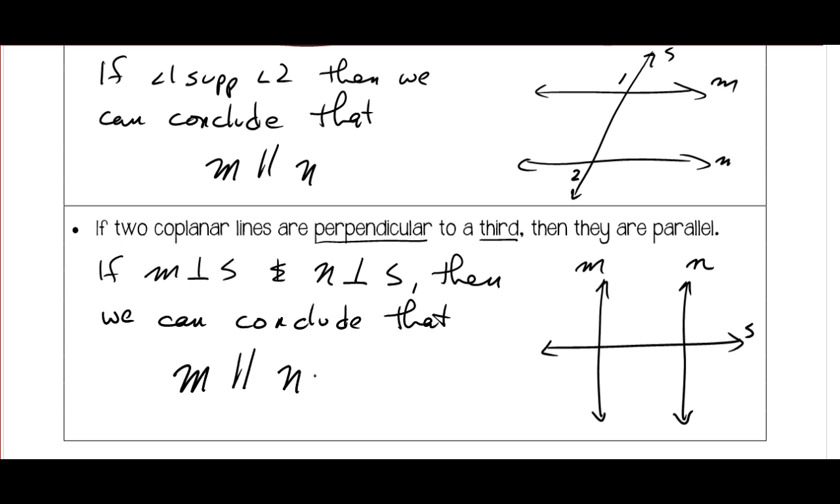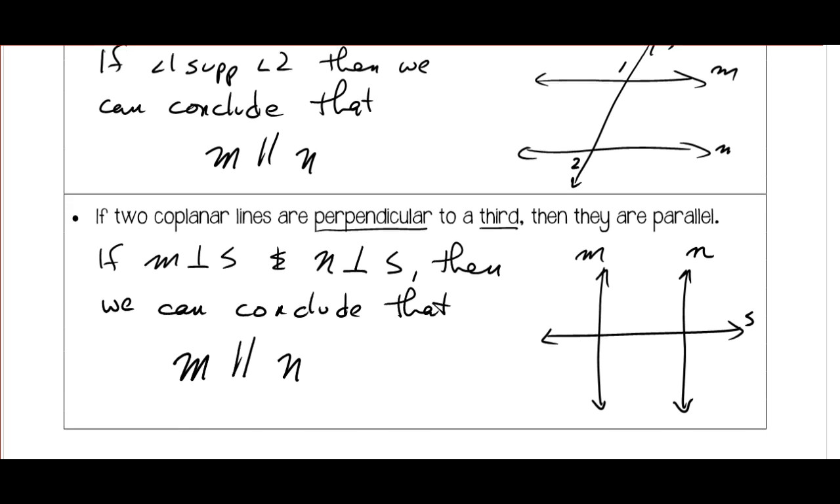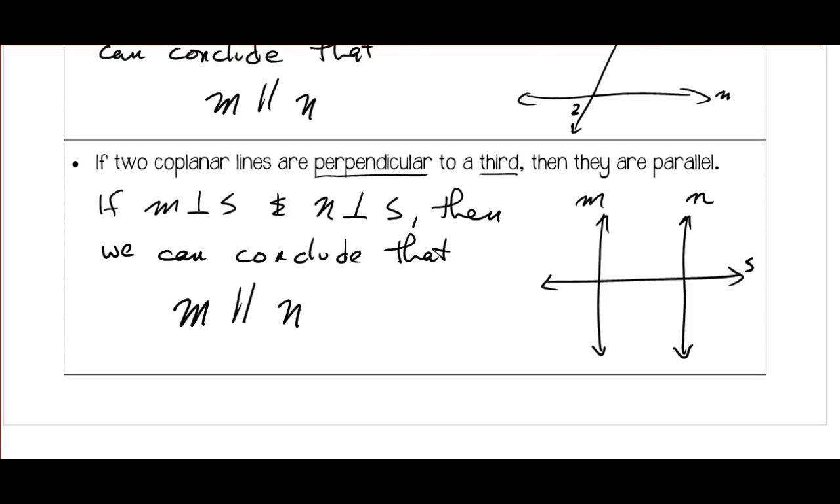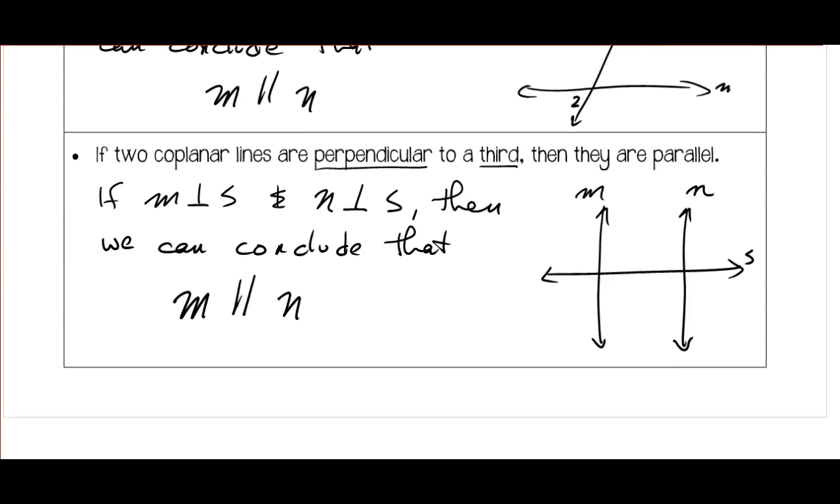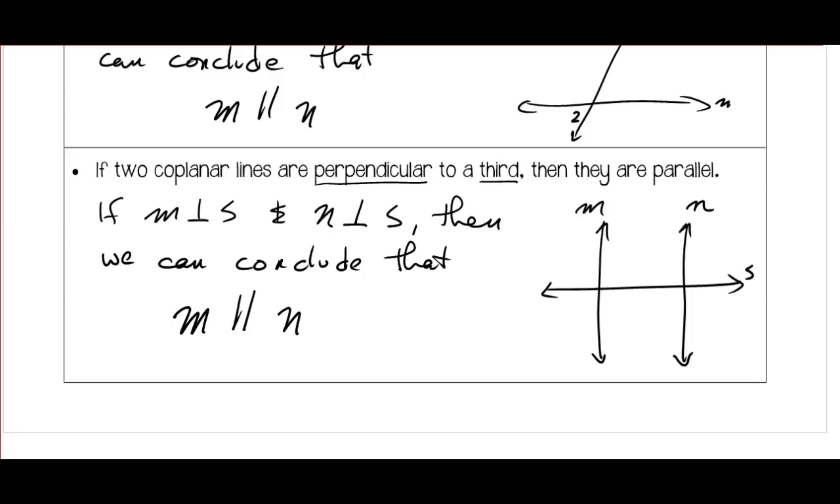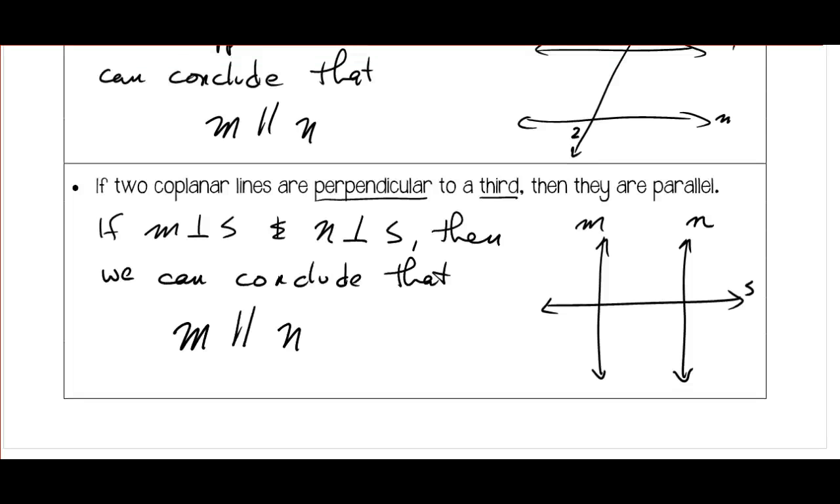So I think there's an example problem in the book that shows the proof of this if you want to see the proof. Basically these are the ways that we have to prove that two lines are parallel. Again, feel free to use the abbreviations. I would encourage you to use them.